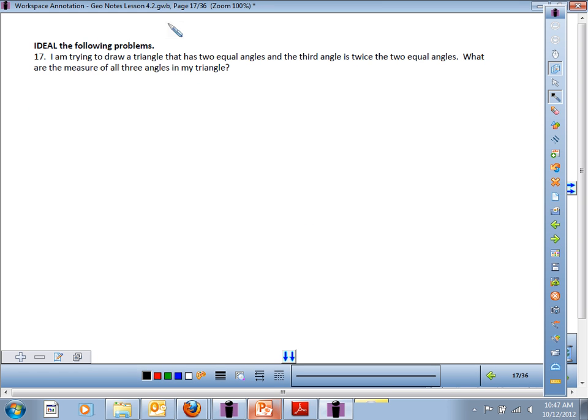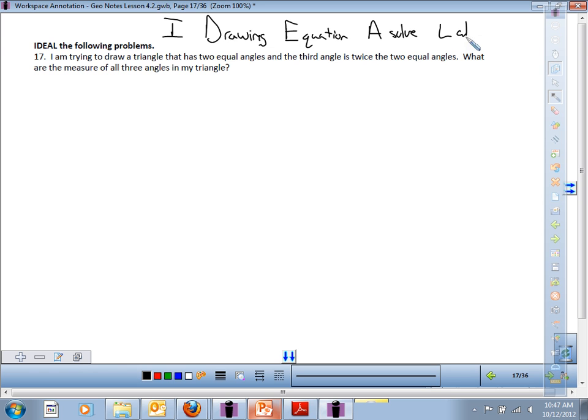I'm trying to draw a triangle that has two equal angles, and the third angle is twice the two equal angles. What are the measures of all three angles in my triangle? Now, if you don't remember the IDEAL process, I is identify the unknown. D is define what you know, and in geometry, a lot of times it's going to be a drawing. We're talking about a triangle here, but we don't have a drawing. E is get your equations. A is start solving it, to act on it, but we say solve it. L is label. Label your answers.